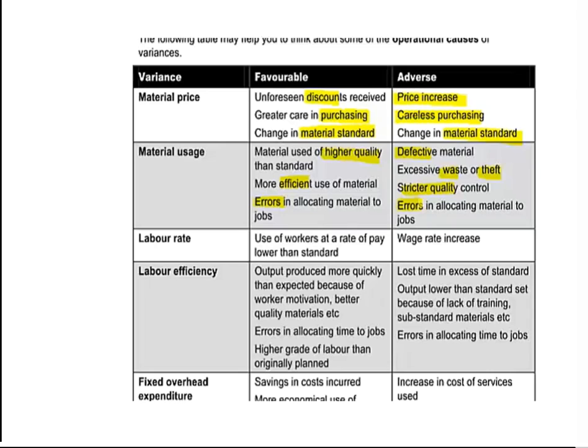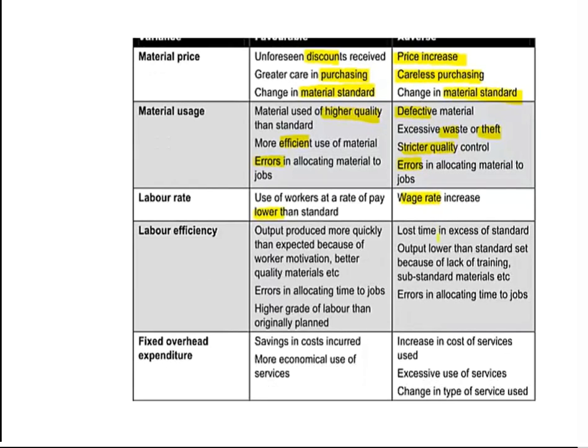Labour rate variances are going to be favourable if we use workers that are paid lower than the standard, so getting some cheap labour. Adverse, perhaps if we are paying a premium, perhaps through overtime or having to recruit temporary workers. Labour efficiency variances then will be favourable basically if we can produce the output quicker than the standard. And the reasons for that could be because the workforce are motivated, or they might be able to produce products quicker if the materials are of a higher quality.